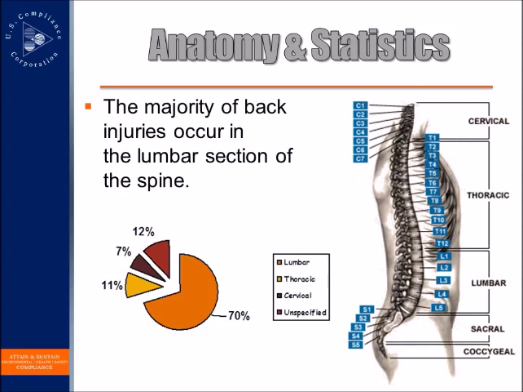As you can see by the diagram on the right-hand side of the slide, the human back is broken down into 5 specific segments. That is the cervical, thoracic, lumbar, sacral, and coccygeal. Based off the pie chart you see on the left-hand side of the slide, the majority of back injuries occur in the lumbar section of the spine. That is a lower back injury.